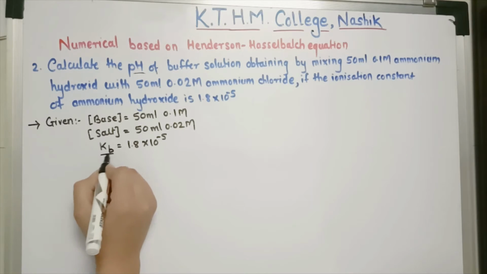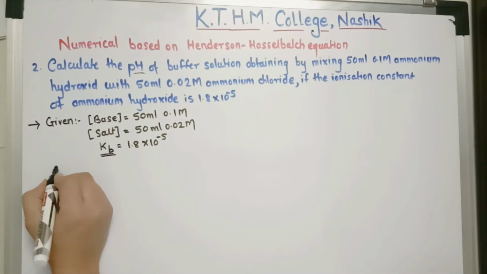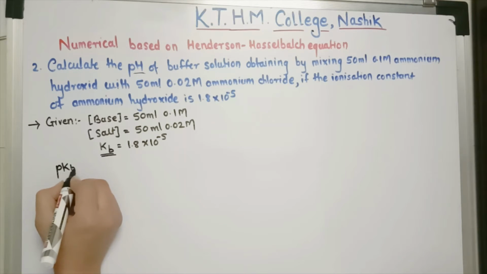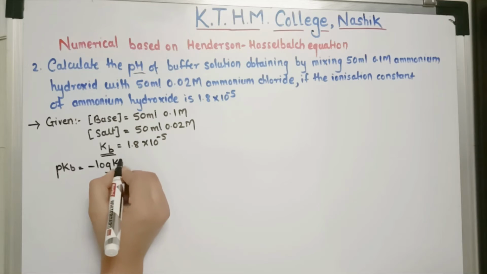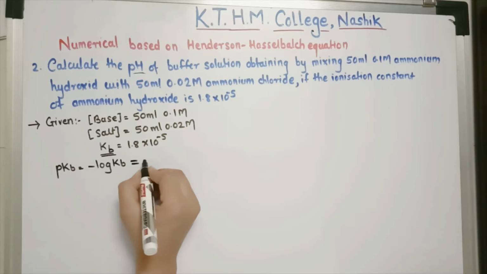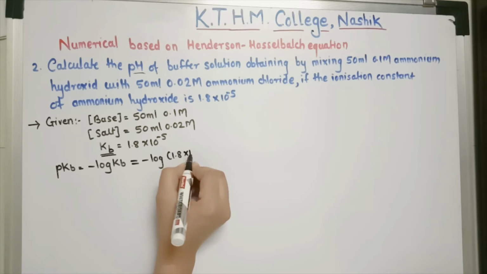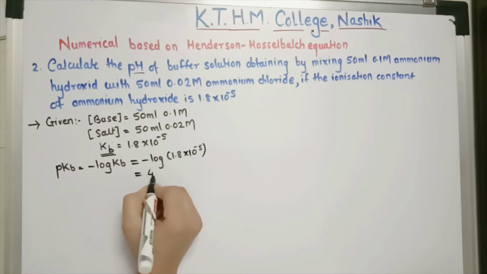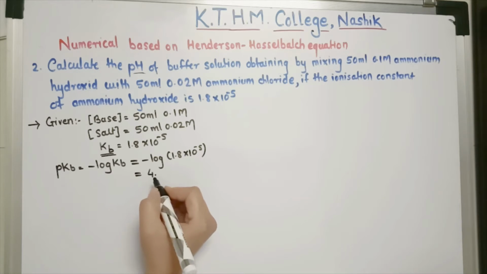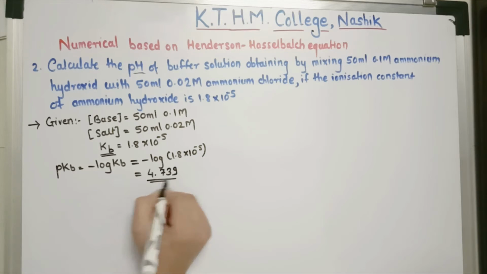It will be Kb, the ionization constant of the weak base. We know that pKb is equal to minus log of Kb. So minus log of 1.8 into 10 raised to minus 5 is equal to 4.739. Okay, so we have got the pKb.